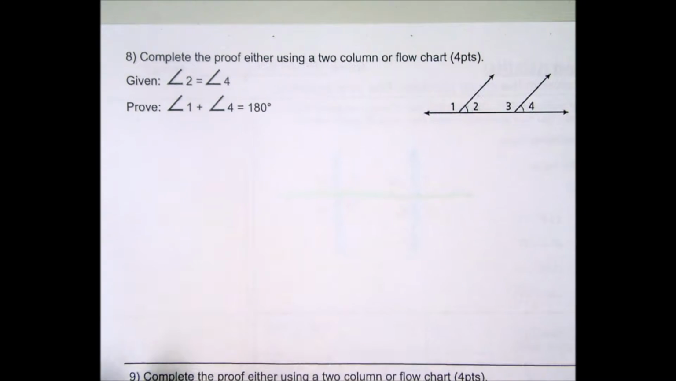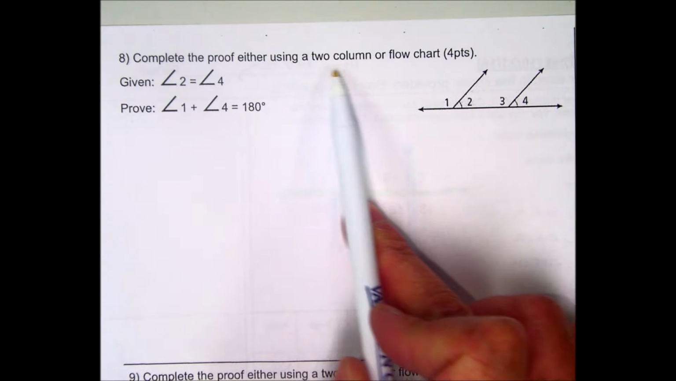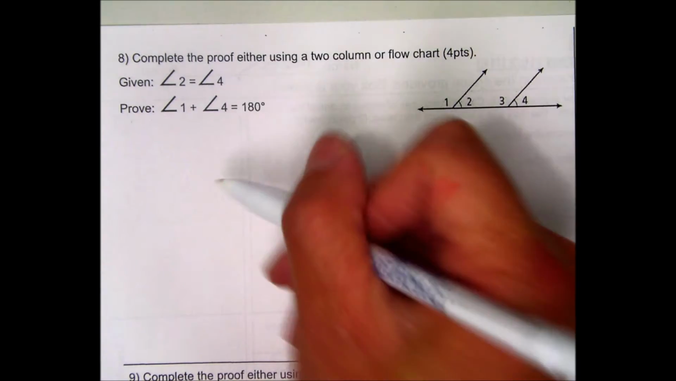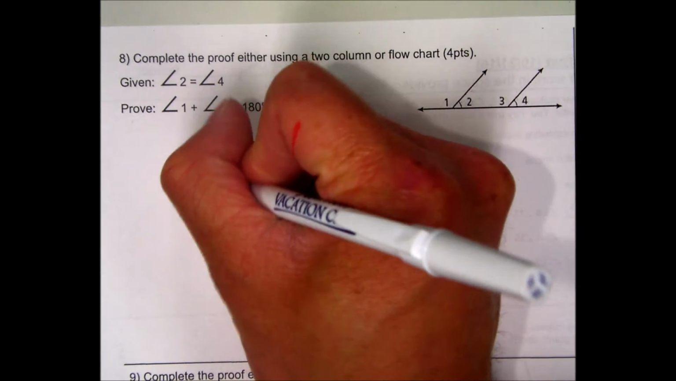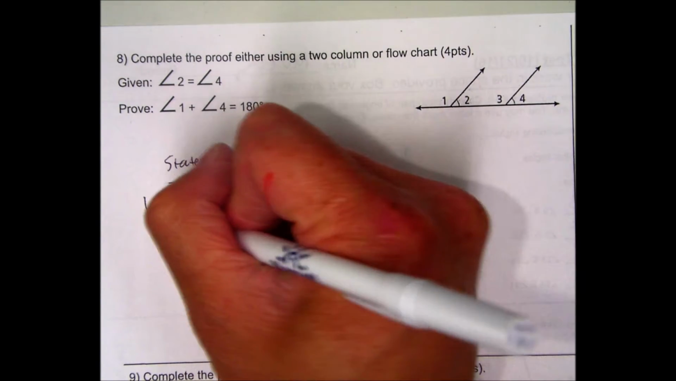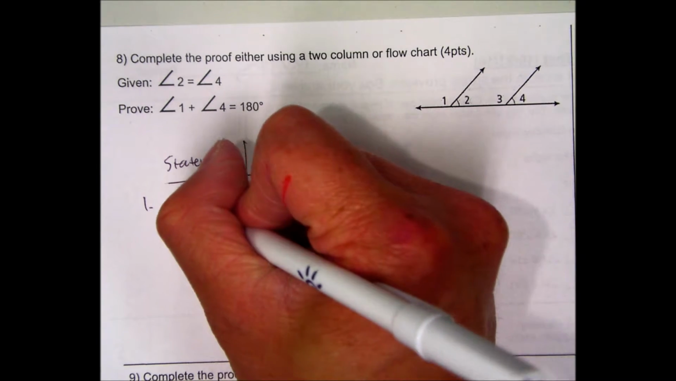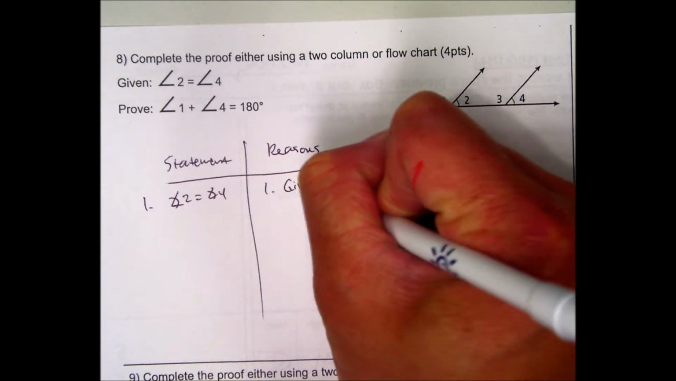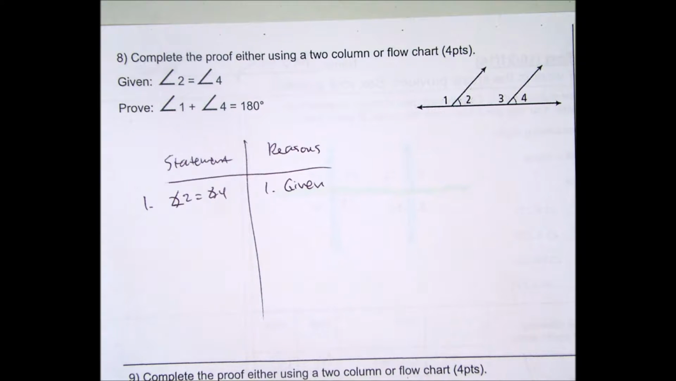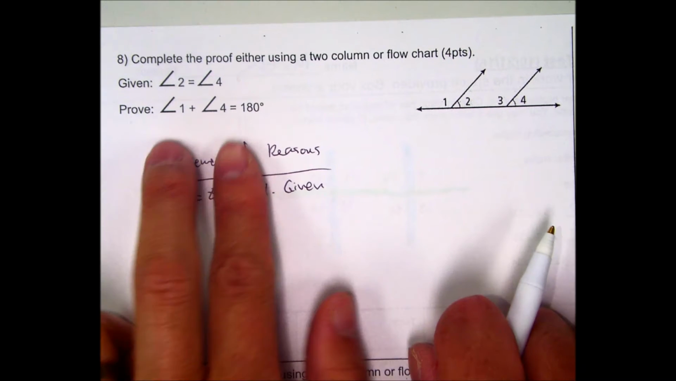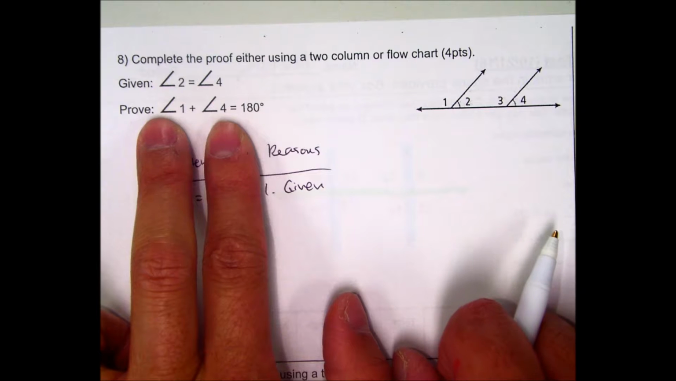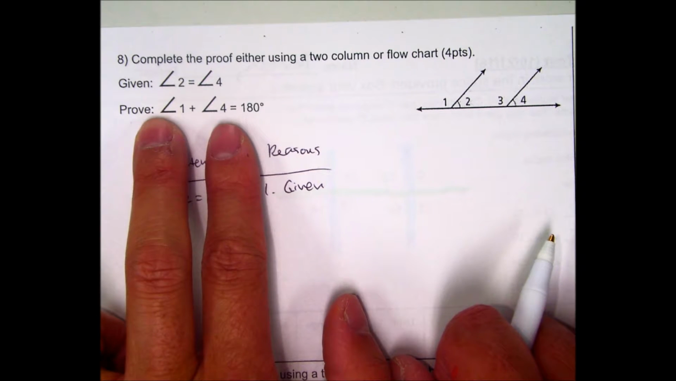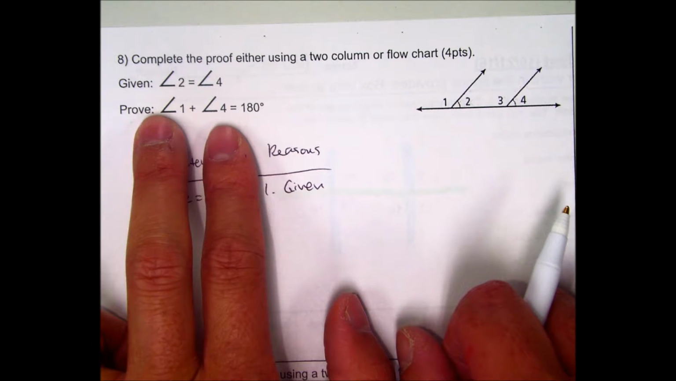Question number 8. Complete the proof using either a 2-column or a flow. I'm going to show you the 2-column. Statements, reasons. Statement number 1, 2 is equal to 4. That's given. Probably gave you 2 points. Now we're trying to prove 1 plus 4 equals 180.